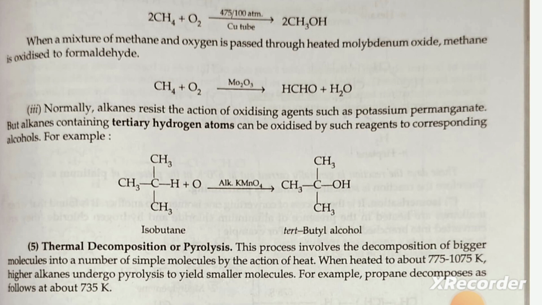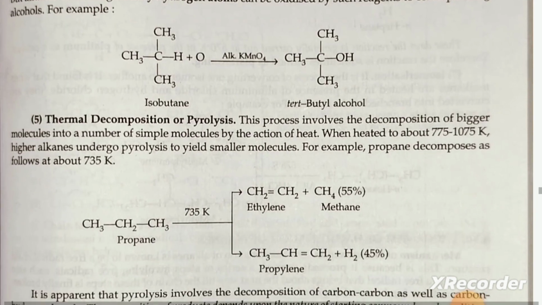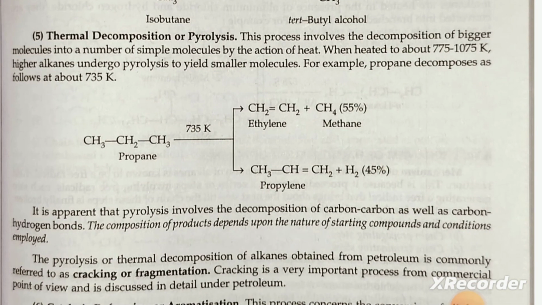Fifth, thermal decomposition or pyrolysis. This process involves the decomposition of bigger molecules into a number of simple molecules by the action of heat. When heated to about 775 to 1075 Kelvin, higher alkanes undergo pyrolysis to yield smaller molecules. For example, propane decomposes as follows at about 735 Kelvin. Propane at 735 Kelvin gives ethylene plus methane 55%, and propylene plus H2 45%.